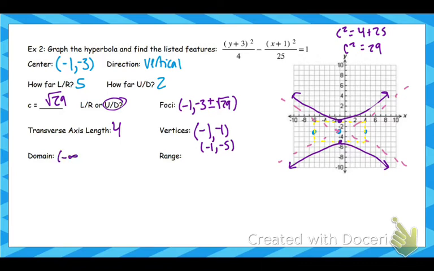Domain is negative infinity this time. Our range, we start at the bottom. Negative infinity until the y value of -5 with a bracket, union, bracket, -1, and we keep going to infinity.